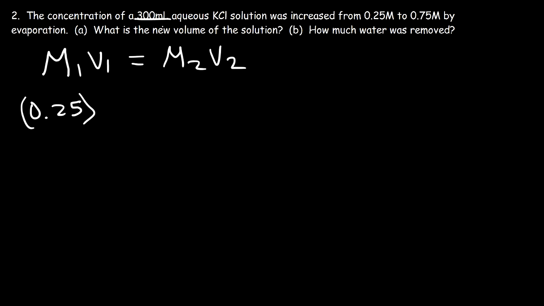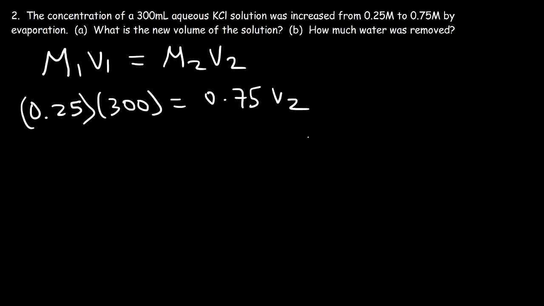Number 2. The concentration of a 300 milliliter aqueous KCl solution was increased from 0.25 to 0.75 molar by evaporation. What is the new volume of the solution? So let's use the same equation. M1V1 is equal to M2V2. Our goal is to find V2, the new volume of the solution. The original concentration, M1, is 0.25. The original volume is 300. And the new concentration is 0.75.